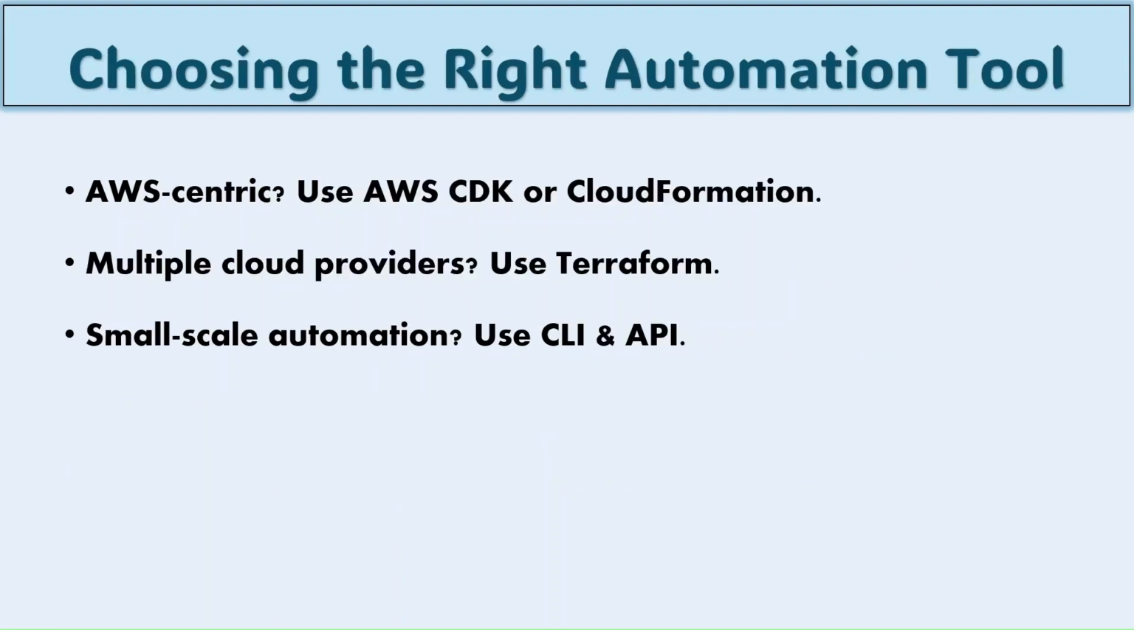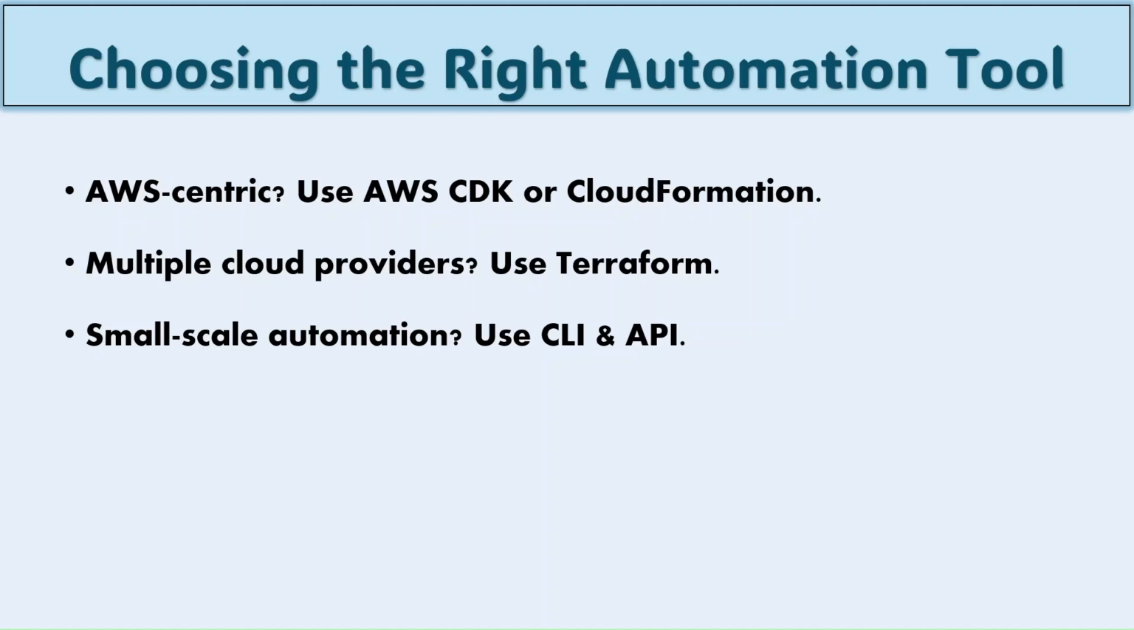We saw the different automation tools that are provided by the AWS cloud provider. Now we will see how important it is to choose the right automation tool. If your organization is AWS-centric, then AWS CDK or CFT will be the best choice. If your organization uses multiple cloud providers, then Terraform will be a good deal. If you are developing small-scale automation projects, you can go with AWS CLI or AWS APIs. Make sure you are choosing the right automation tool based on your requirements.